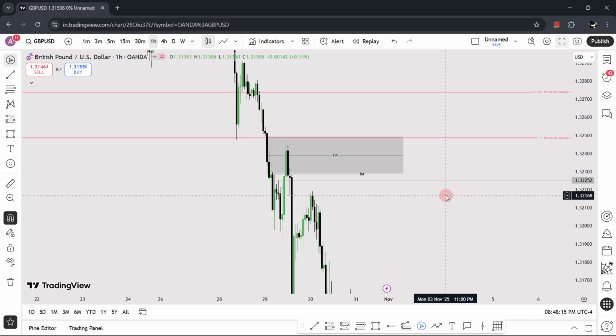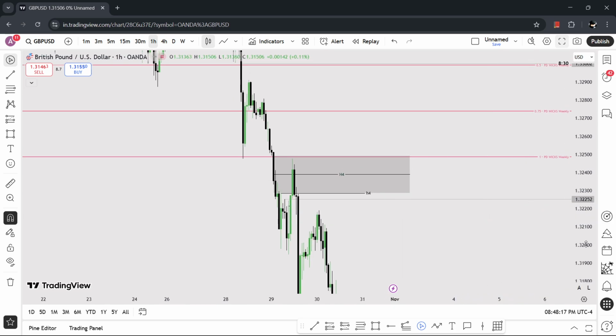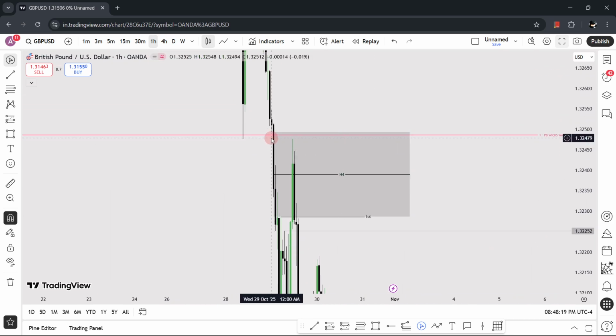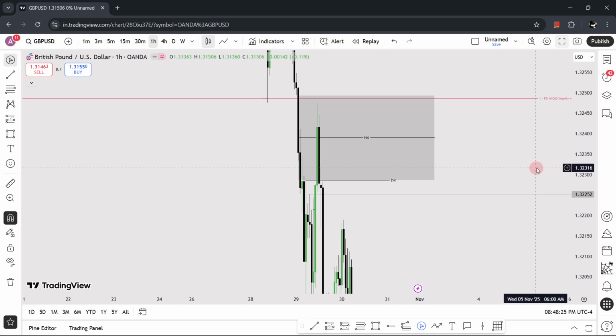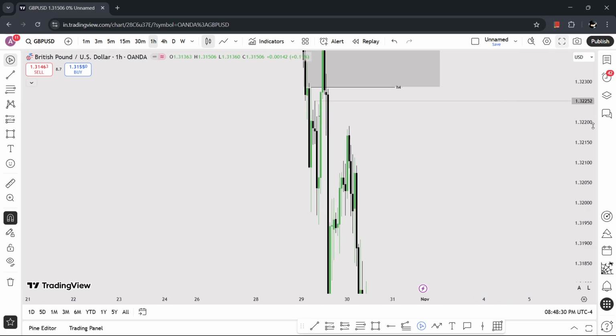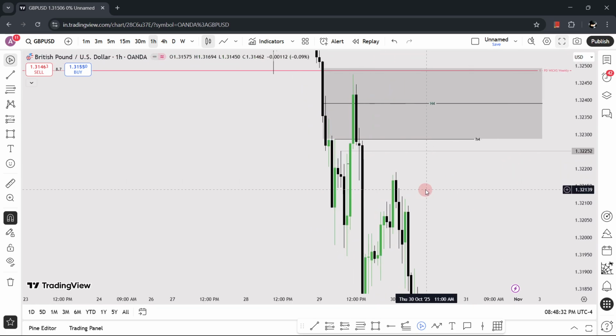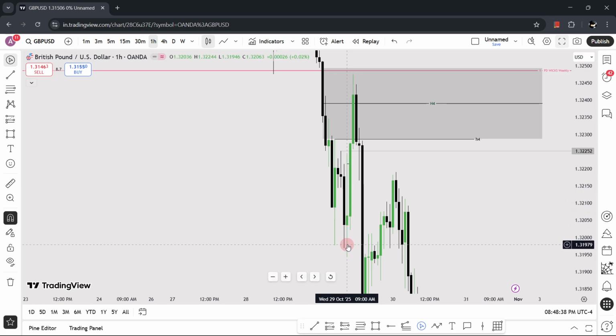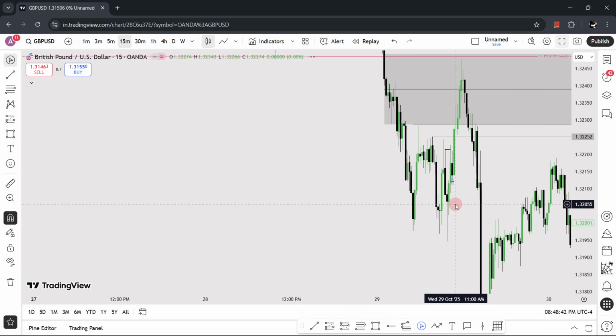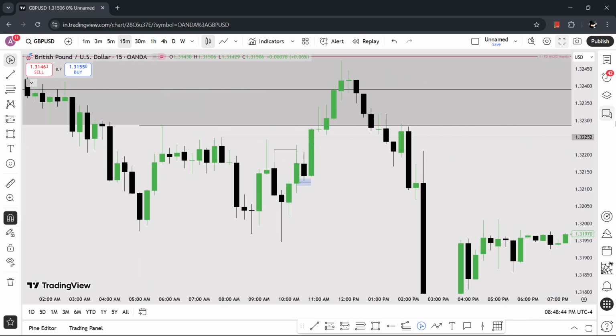And looking at that, you can see that it went right into the consequent encroachment of that fair value gap and started to fall. So that's the direct effect. And that's the highest high after 9 o'clock. Lowest low, I think, we'll go to 5 minutes, 15 minutes, and we'll check it further.